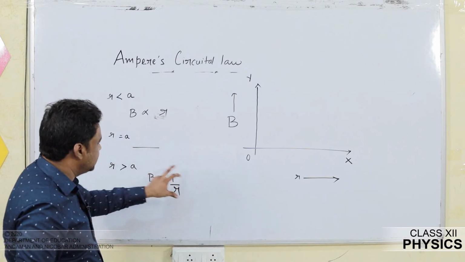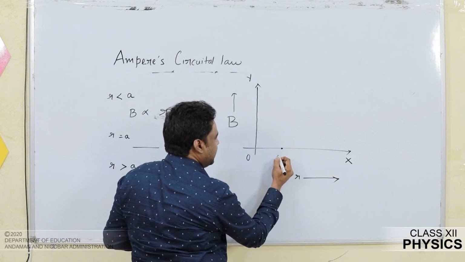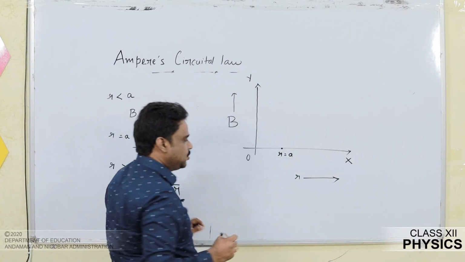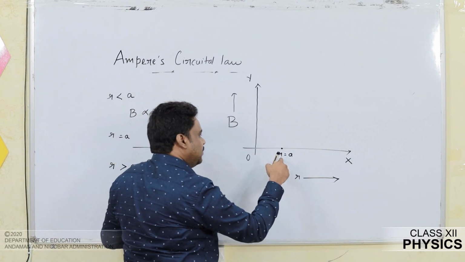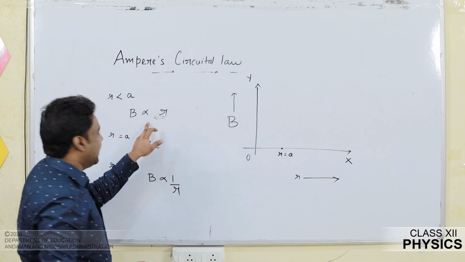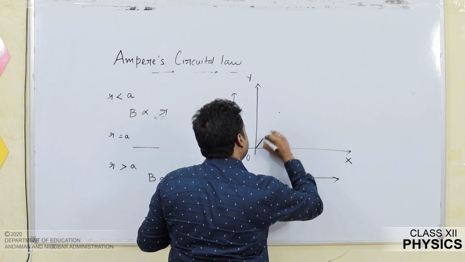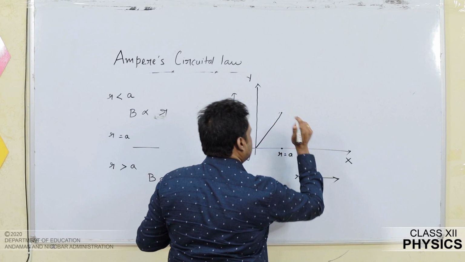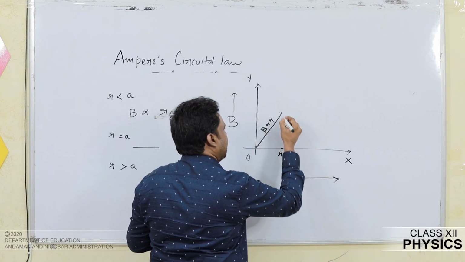So with this basics, let us plot the graph. I am going to assume this is the location where R is equal to A. So till R equal to A, B is directly proportional to R. So what I can assume, there is a straight line graph. This is showing B is proportional to R.